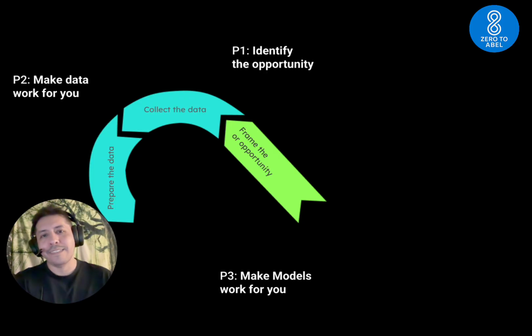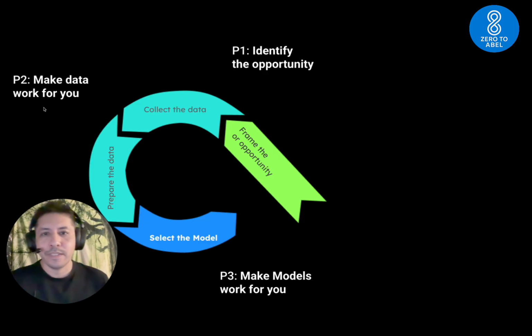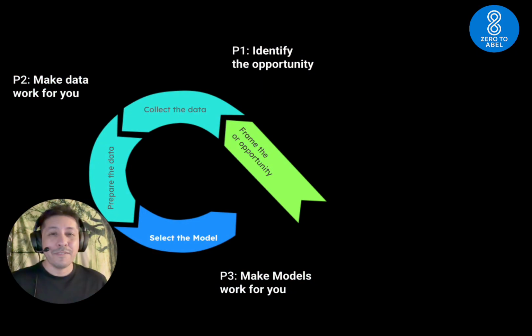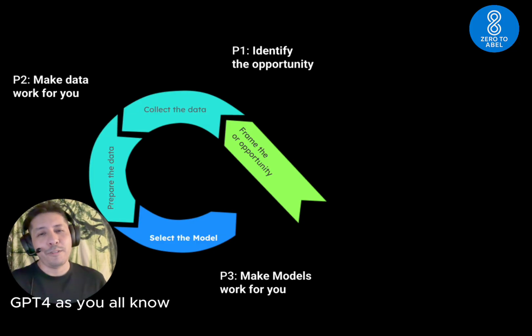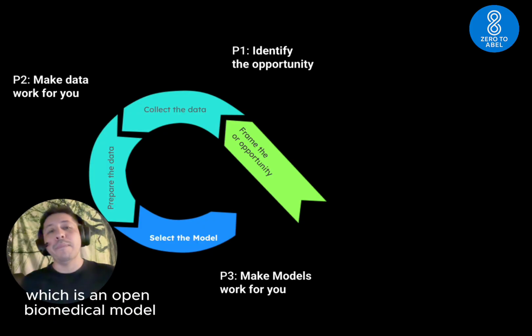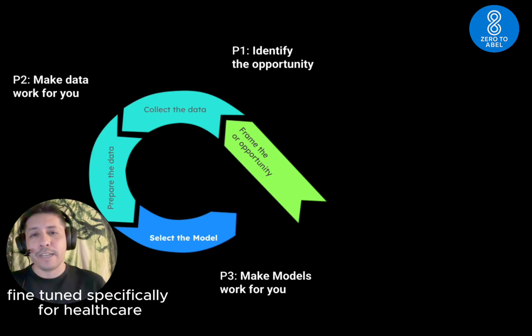In part 3, we got stage 4, select the model. So once the data is in place, the next big question usually is, which model should we use, right? The different models have different strengths. Some are very good at general conversation, while others are trained for more specific domains. In our case, with the Care Navigators and the breast cancer clinical trials, we compared 2 models. The first one, GPT-4, as you all know, very powerful general purpose model. The second one was Metatron, which is an open biomedical model fine-tuned specifically for healthcare.